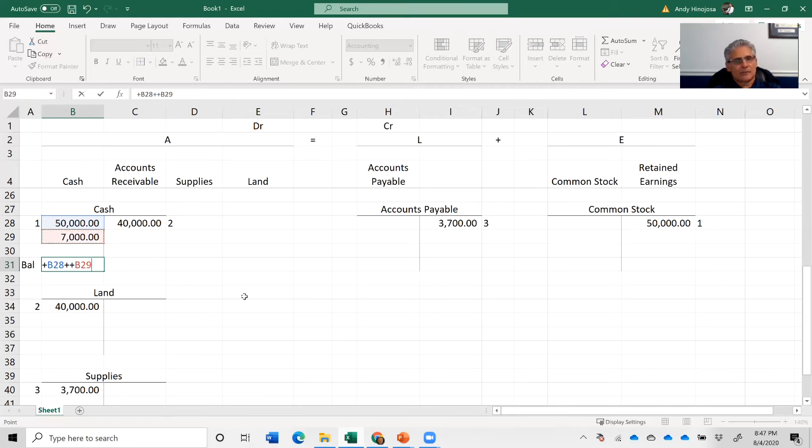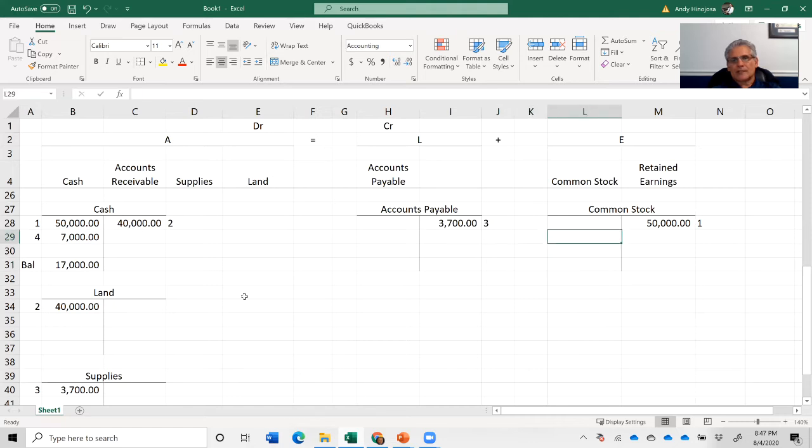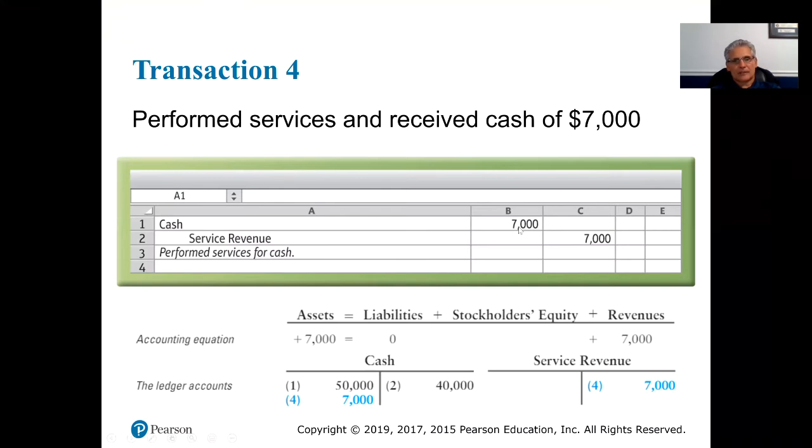So we add our debits and subtract our credits. Our balance after that transaction, this is transaction number 4, is $17,000. And then under the equity section, it's going to be a credit of $7,000. That's entry number 4. Okay, $7,000 debit, $7,000 credit.